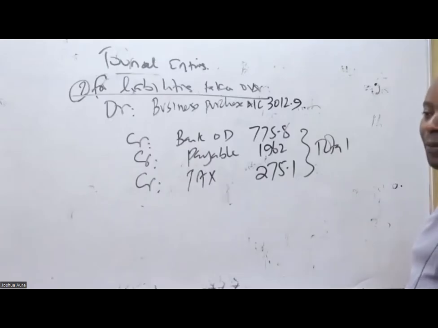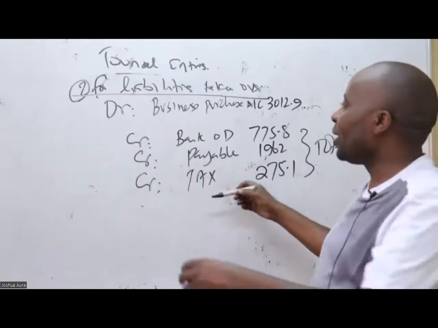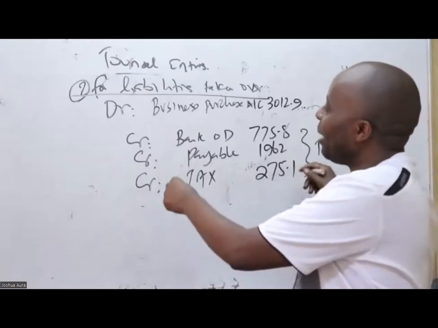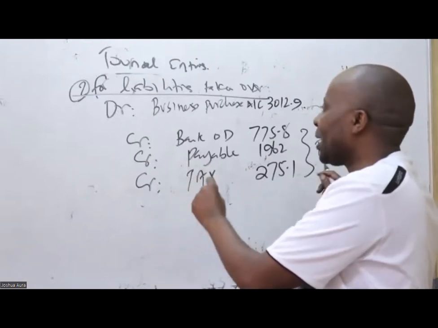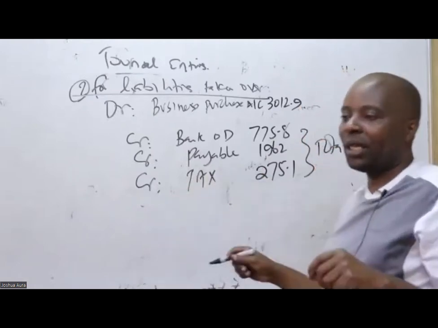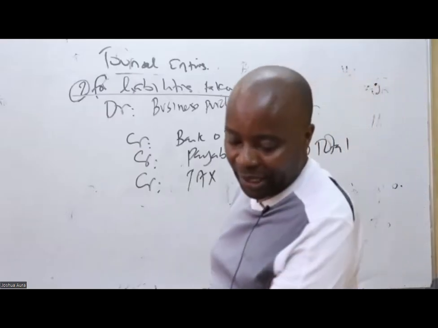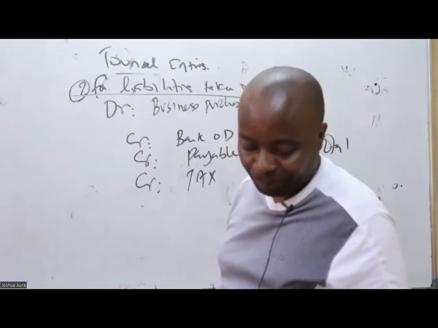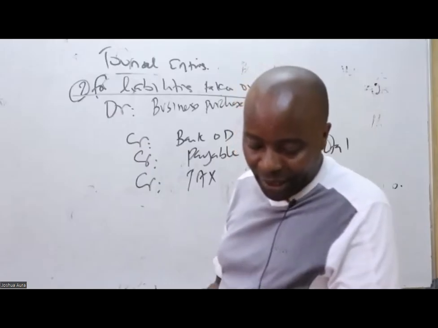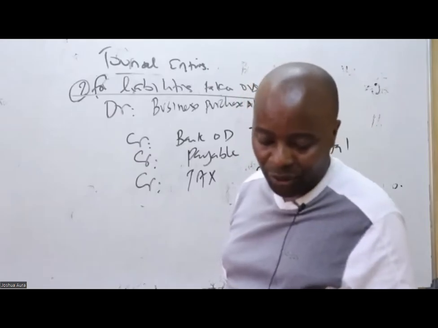That's 12.9. Now from there, number 3, of course, here you'll mention there, this is to record liabilities taken over by Zawadi Limited. Great. Now, after that, ladies and gentlemen, the purchase consideration.